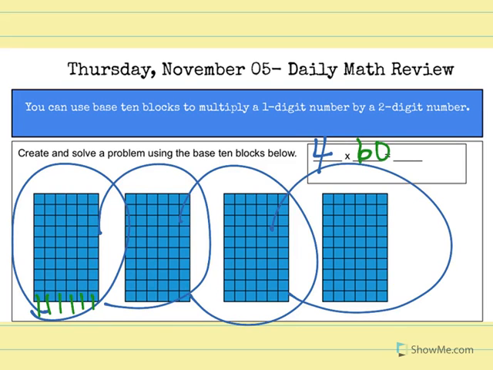Let's double check to make sure. 10, 20, 30, 40, 50, 60 in each group. So yes, there are 4 groups of 60. Now, what I know about multiplying by multiples of 10, I can multiply my whole numbers. 4 times 6 is 24. I've got 1 zero. Bring that over, which means 4 times 60 is 240.